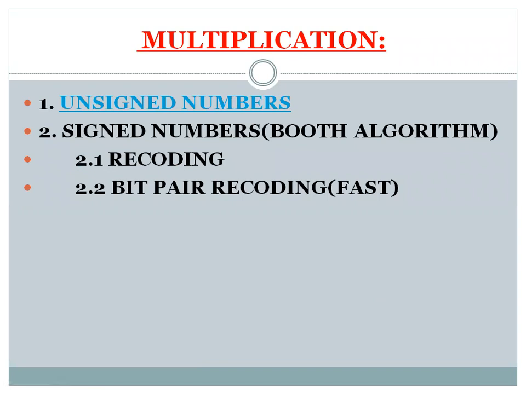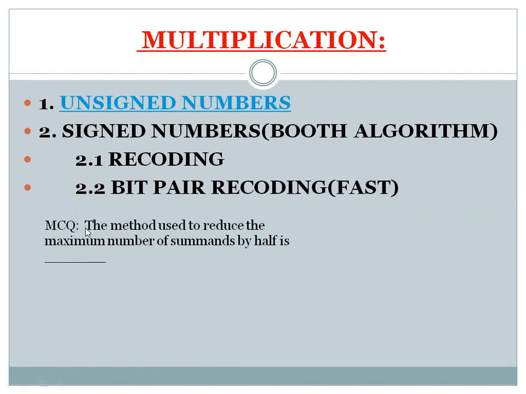In the last video, we discussed unsigned multiplication. Here we have the Booth algorithm in order to solve the signed number multiplication problem. Under this, we have two techniques, namely the recoding method and the bit pair recoding method. The recoding method compares 2 bits at a time, whereas bit pair recoding compares 3 bits at a time. So we can say bit pair recoding is the fastest method.